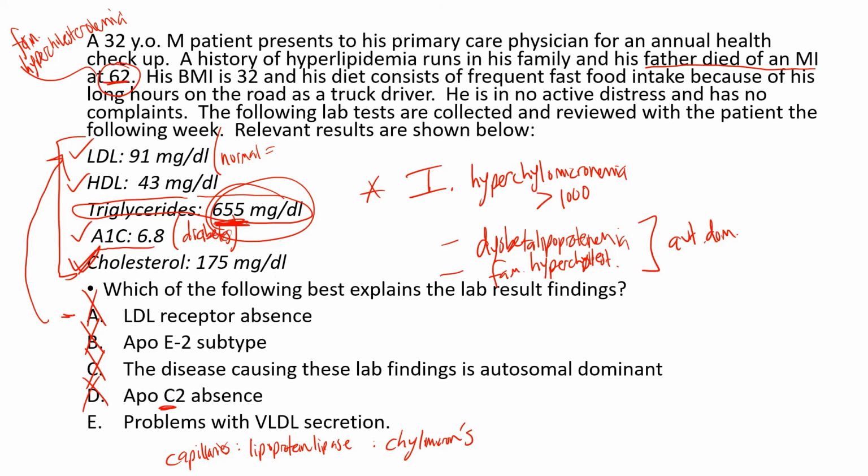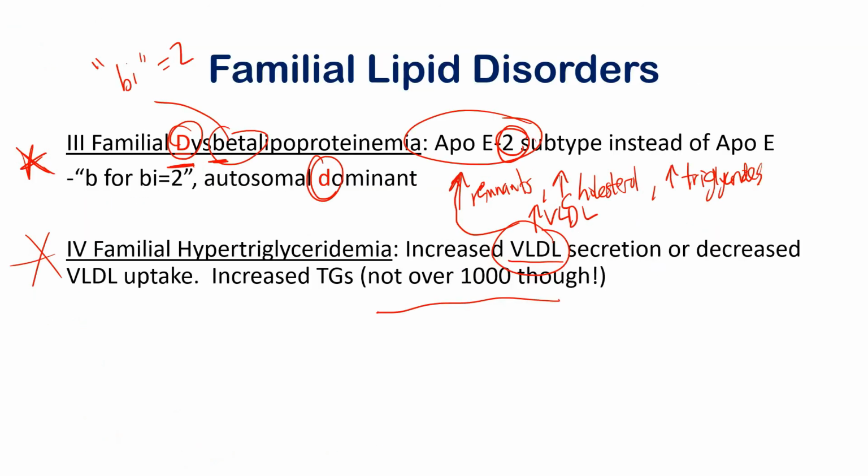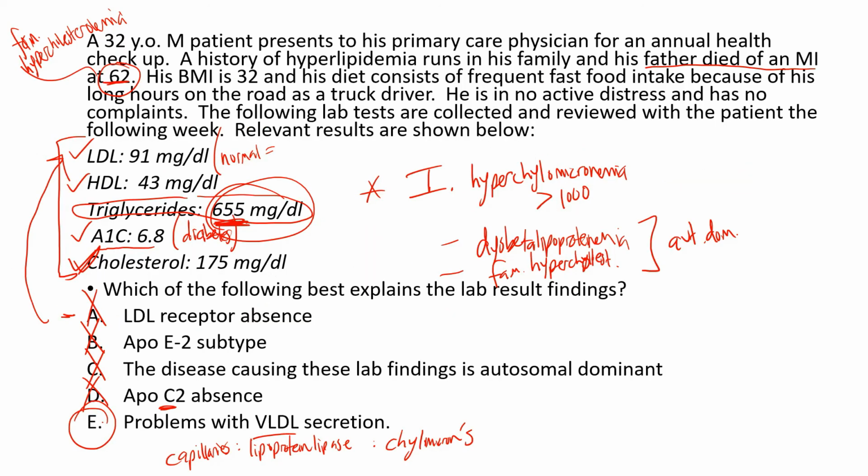There's only one left that it could be, and clearly we've eliminated all the other ones. Problems with VLDL secretion. Because, remember, which one is that? It's familial hypertriglyceridemia. And so this is a very high triglyceride level, but it's not over 1,000, and it's due to an increased VLDL, which stands for very low density lipoprotein, secretion, or decreased very low density lipoprotein uptake. And this is going to lead to increased triglycerides, but not over 1,000. So the answer is E.